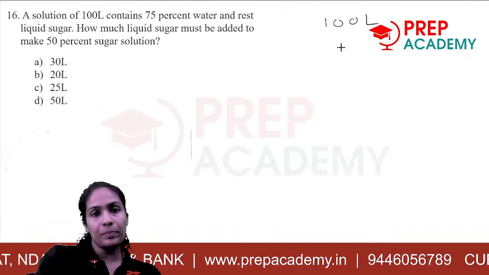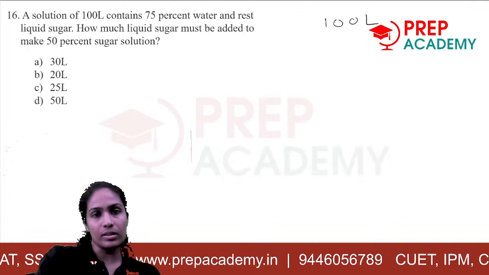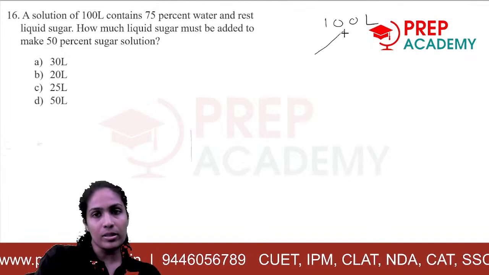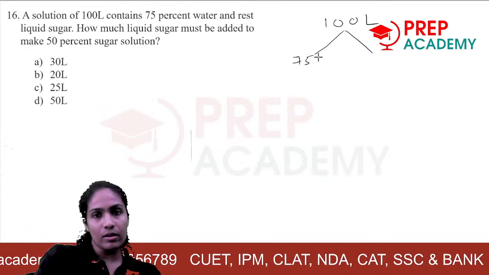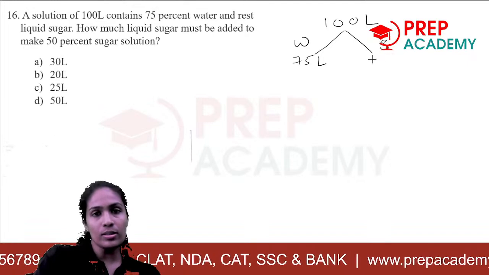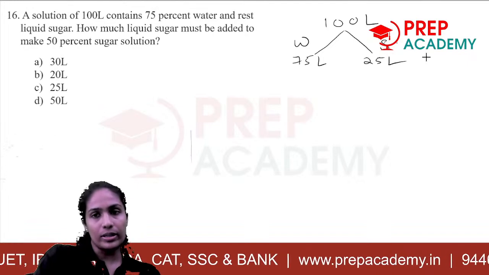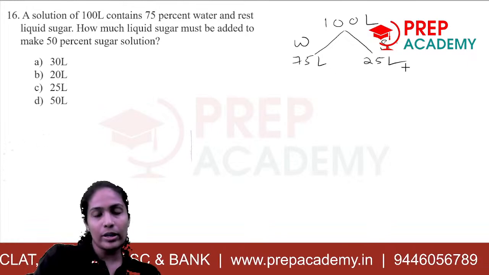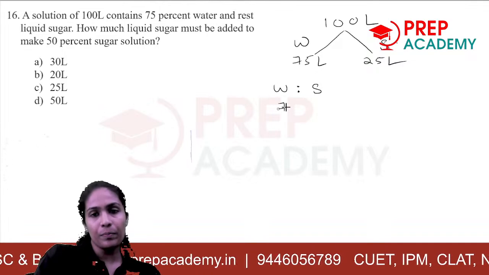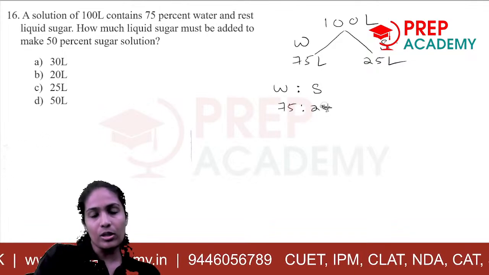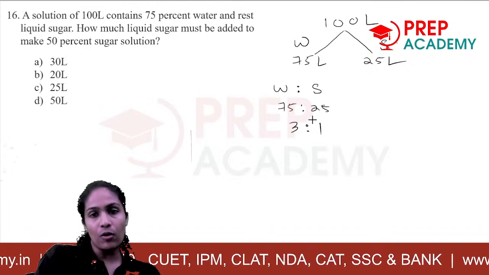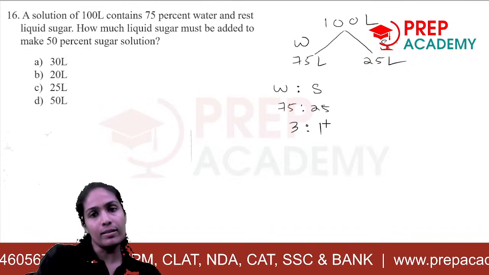The total solution is 100 liter, 75% water. Out of 100 liter, 75% means 75 liter water, and the rest is liquid sugar. Liquid sugar is 25%, that is 25 liter. So the ratio of water to sugar is 75 is to 25, which is equal to 3 is to 1. The ratio of water to liquid sugar is 3 is to 1.